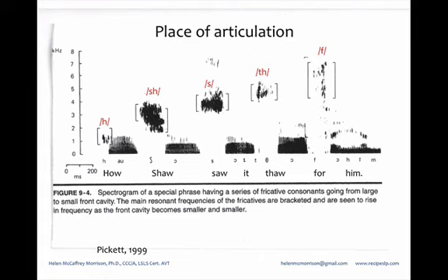So place of articulation for fricatives is signaled by the area of greatest energy, and we can predict whether or not that area of greatest energy in that turbulent sound is going to be lower in frequency or higher in frequency, depending upon whether or not it's a back sound versus a more forward sound.